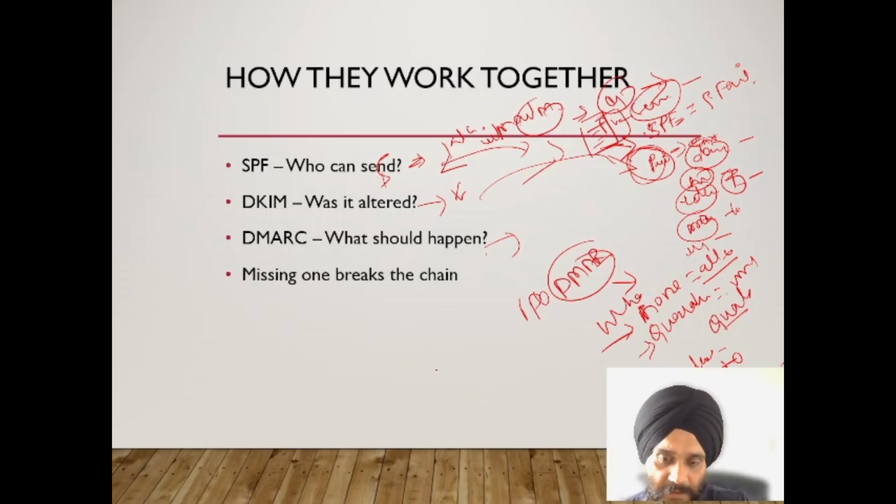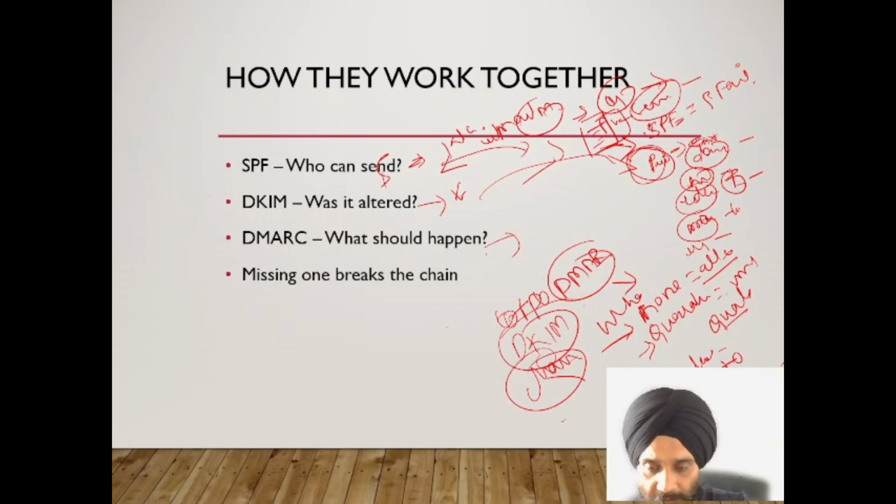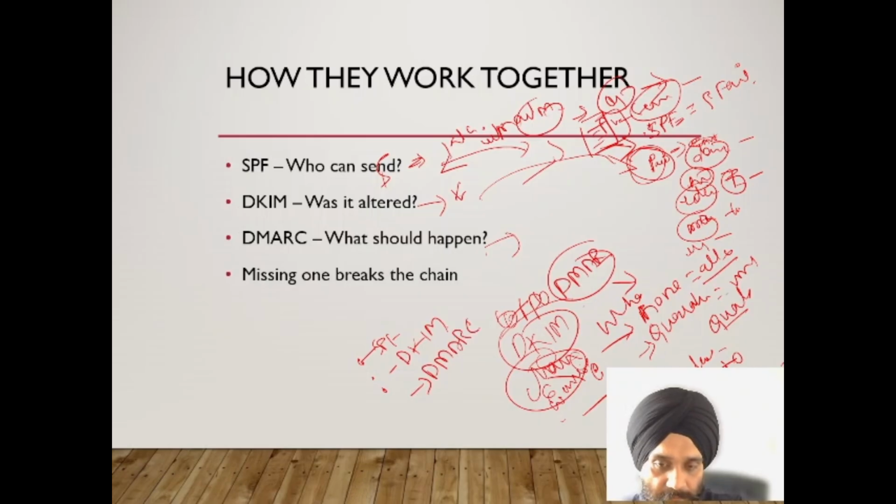Missing one breaks the chain. If you have not configured SPF or you have not configured DKIM, then there is no point in using one. If one piece is missing, the chain is broken, and we won't be able to secure the email. Email authentication will not work the way it should. This is a core strategy that we must follow, a three-point strategy: SPF, DKIM, and the third one, DMARC. We must follow these practices together to secure our email system.